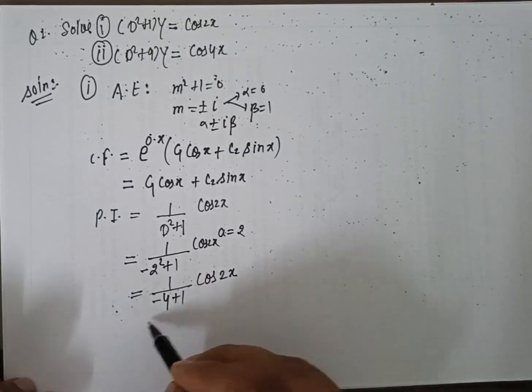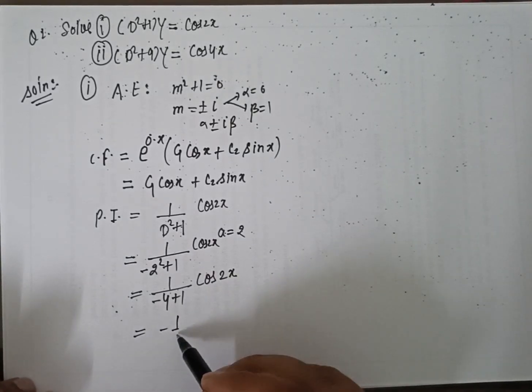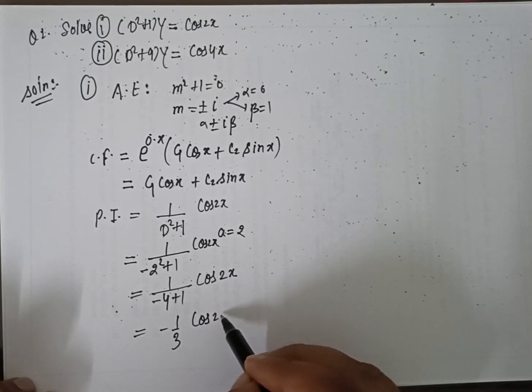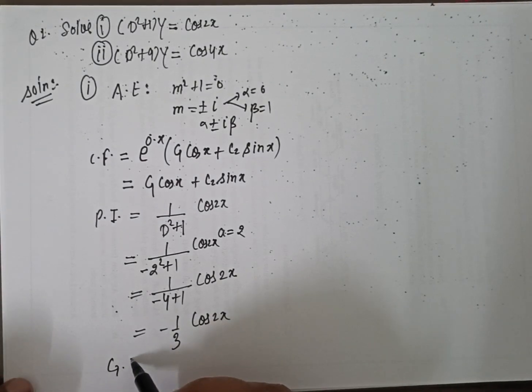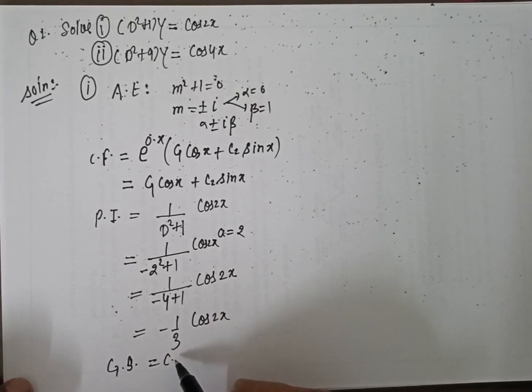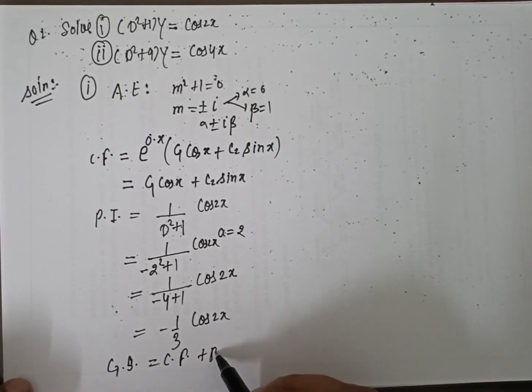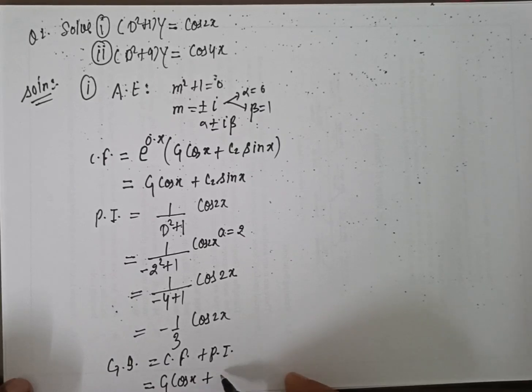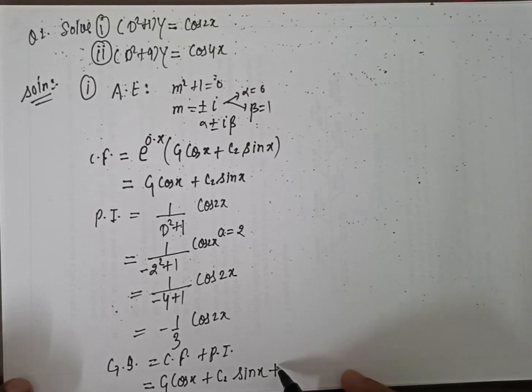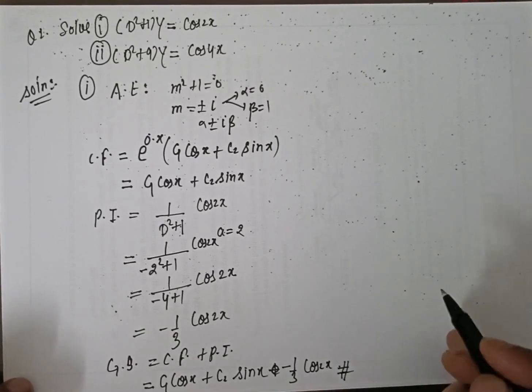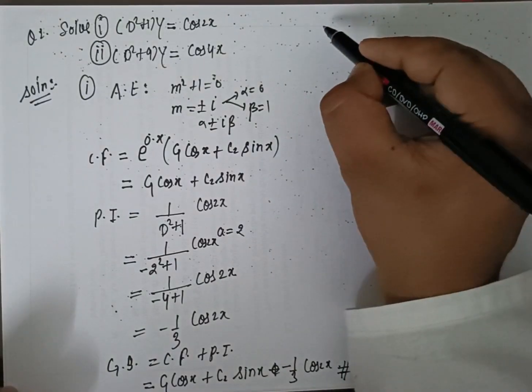And which is what? Minus 1 by 3 cos 2x. So what about the general solution? In case of the general solution, we find complementary function plus particular integral. So what about the complementary function? Complementary function is c1 cos x plus c2 sin x. What about the PI? PI is minus 1 by 3 cos 2x. So it is quite simple to study it. Remember, we have very simple questions here to study.